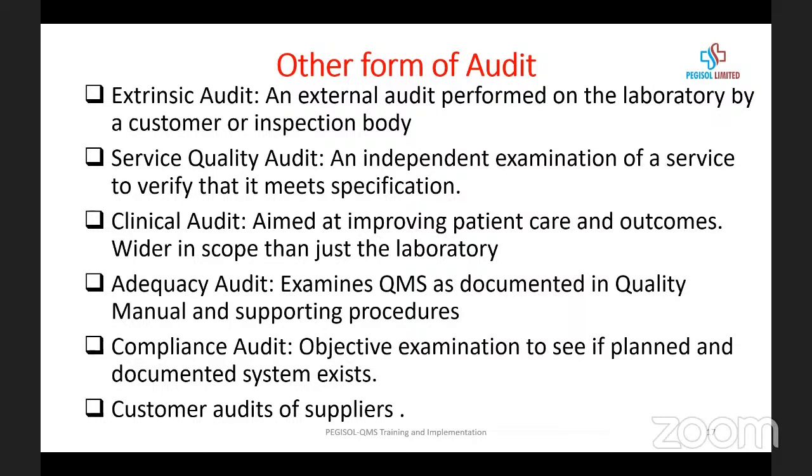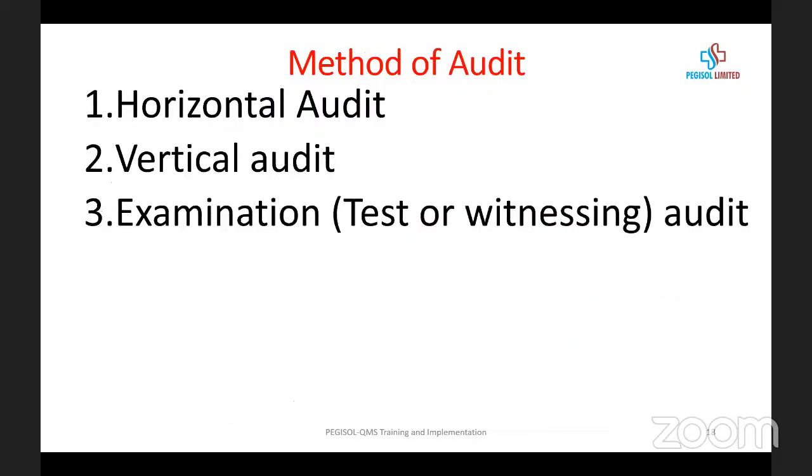Adequacy audit examines whether the QMS is documented in the quality manual and supportive documents. Compliance audit is the customer audit of suppliers. Let's say you have suppliers and you organize an audit. For example, they are supplying some cold chains, but you want to know whether their temperature is well verified. Are the equipment calibrated and the rest? Those are examples of customer audit of suppliers.